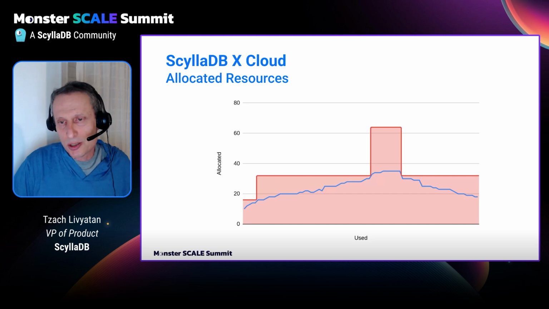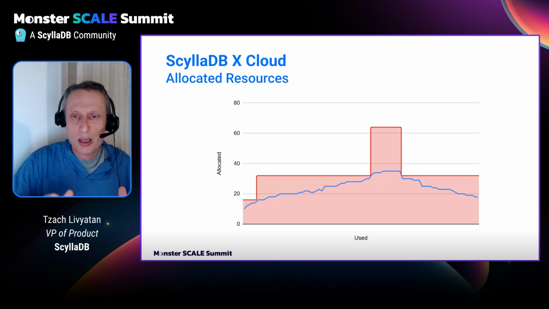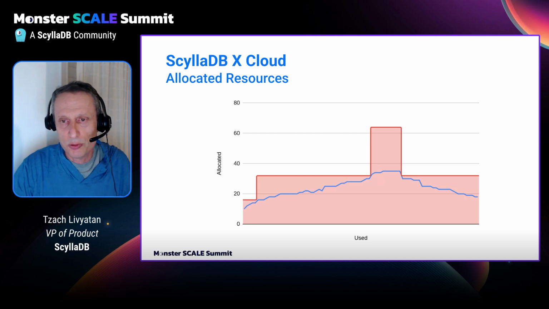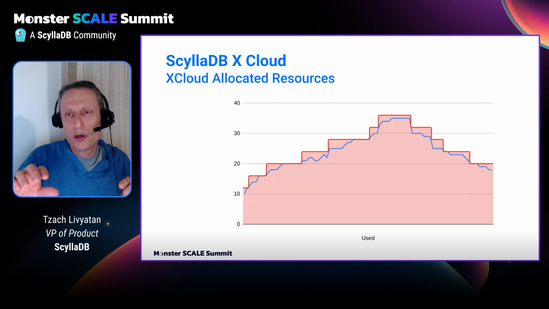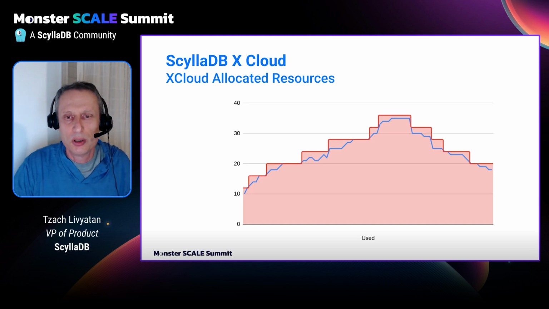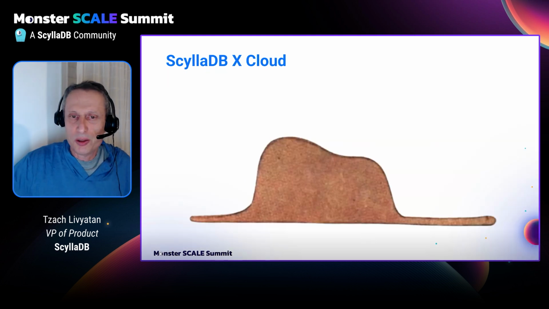But with xCloud and tablet, we can allocate and deallocate resources very fast. And like I showed before, try to match the actual allocation to the usage most closely. And of course, that saves cost because you need fewer servers. You don't keep an extra server just in case.